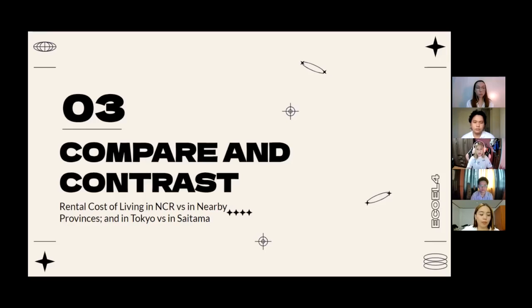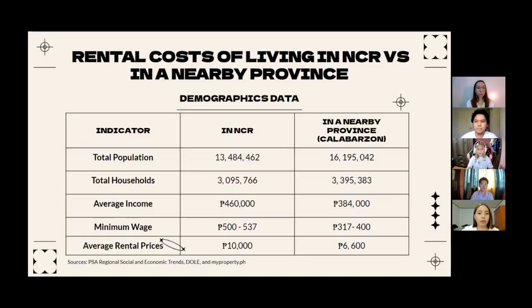So next slide, please. First, it is crucial to assess the demographic characteristics of households. Total population, total households, income, and structure of the family group are regarded as critical elements in determining a renter's choice. So based on the table presented, it is evident that the total population and households of Calabarzon are greater than NCR. However, on the flip side, NCR is higher in terms of average income, minimum wage, and rental price.